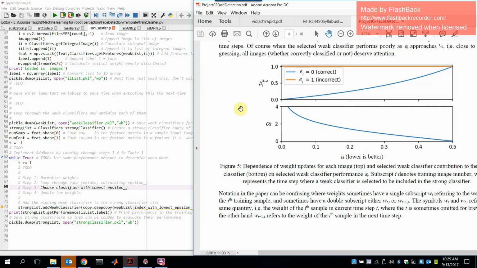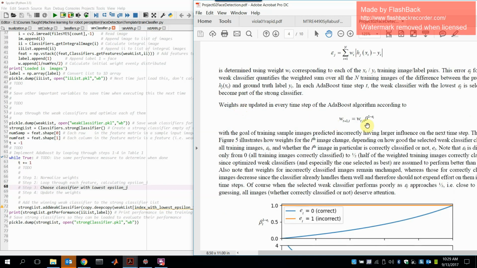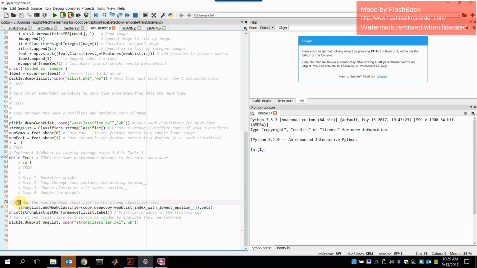And that's going to update the weights. That's how the weights are going to be updated, with beta. There's an equation for beta, but it's straightforward. It depends on epsilon, and it's in the paper. So you calculate beta, you know what EI is, and you update each of the weights. And then, of course, you need to add the winning weak classifier to the strong classifier's list.